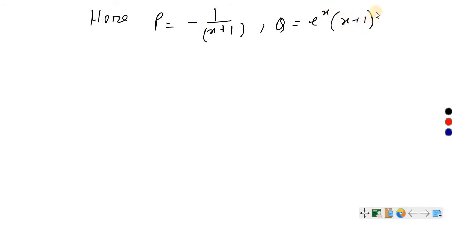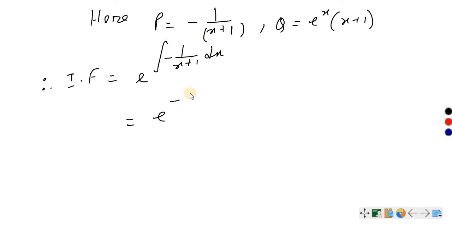For that, at first we will be writing P is equal to what? Negative of 1 by x plus 1. Remember, you have to take the sign also, that is negative here. And Q is what here? e to the power x into (x plus 1). So this is our P and Q. Therefore, integrating factor IF is equal to e to the power integration of P, that is negative of this function, into dx. So it will be e to the power minus integration 1 by x plus 1 dx.